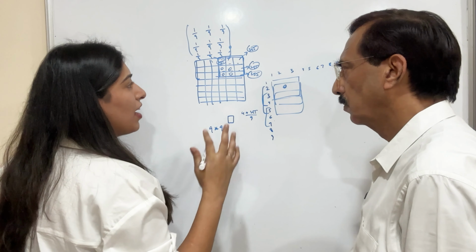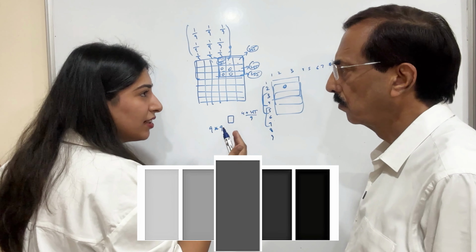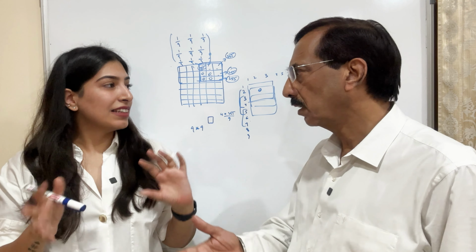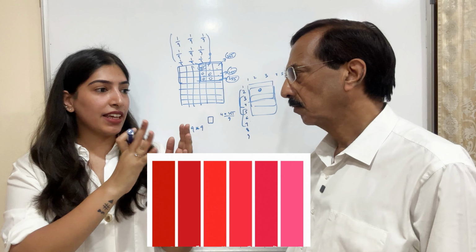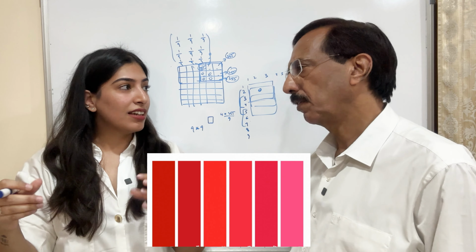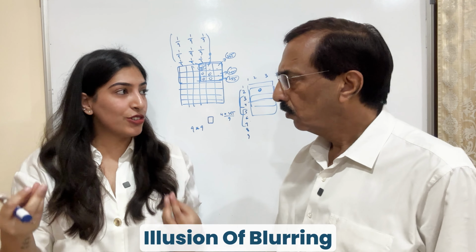So see, on a higher level, it will still be the same. Instead of black, it might become dark gray, something between white and black. Similarly, if you're moving from say red to say light pink, it will be some values in between. And then it will look blurred. It will give you an illusion of blurring.